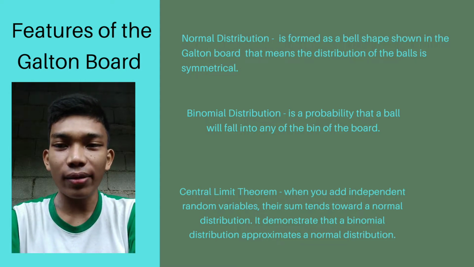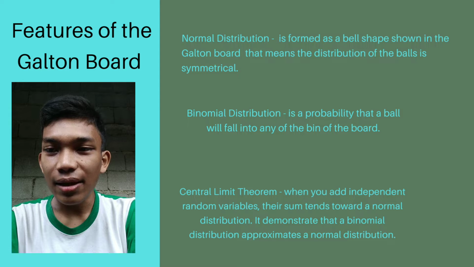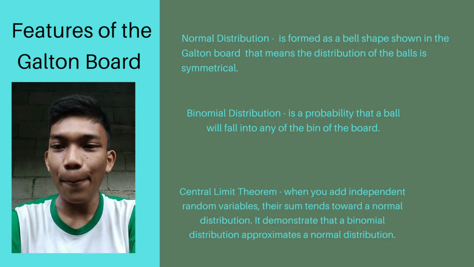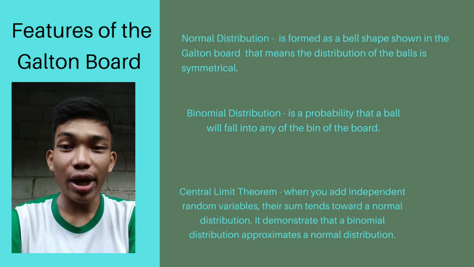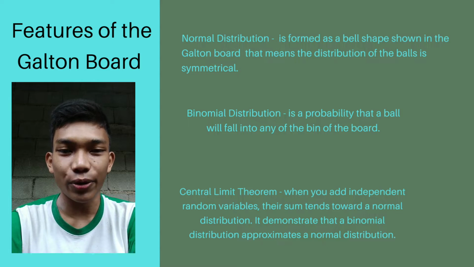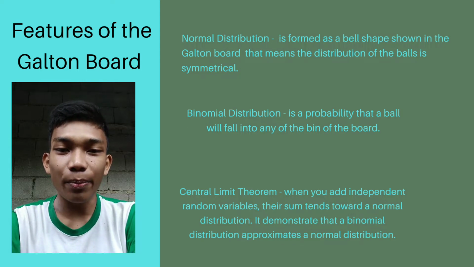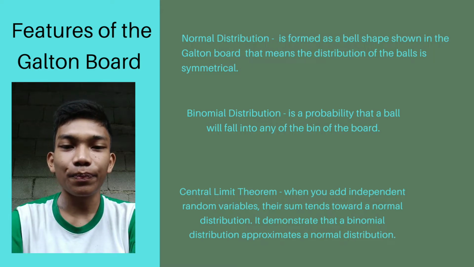There is also one thing called the central limit theorem. In central limit theorem, when you add independent random variables, their sum tends toward the normal distribution. It demonstrates that the binomial distribution approximates a normal distribution. So yung central limit theorem is kapag inadd mo na yung lahat ng mga probability sa random variables is magkakaroon ng normal distribution kung saan ang binomial distribution approximates a normal distribution. It means kahit ano pa yung binomial distribution mo is nandoon pa rin siya sa normal distribution.